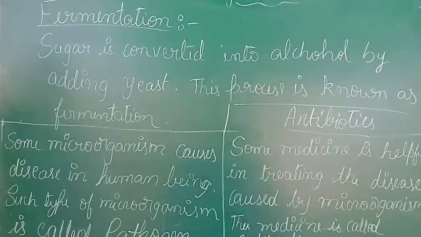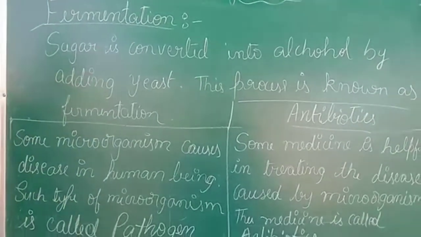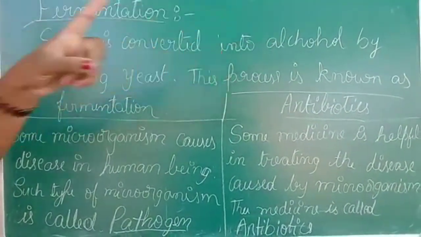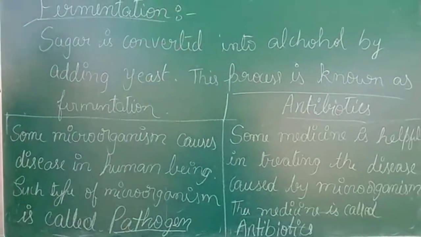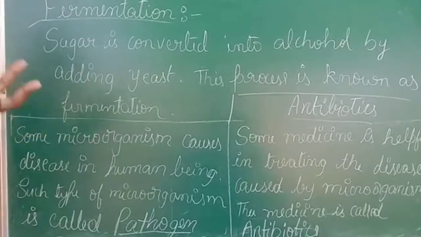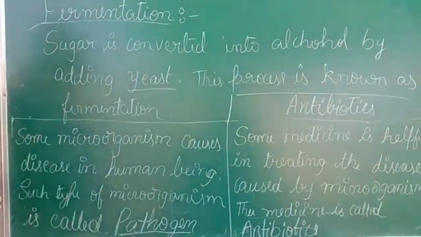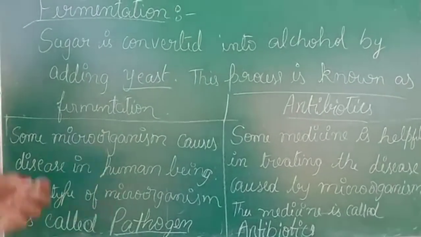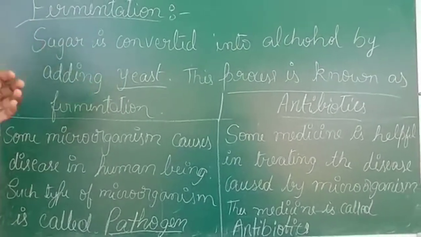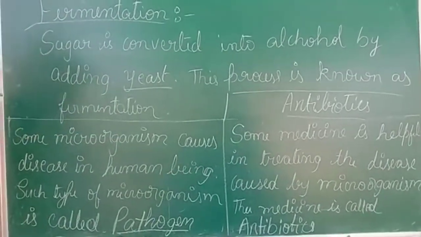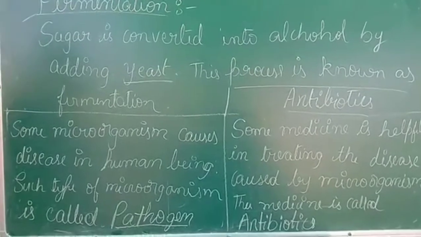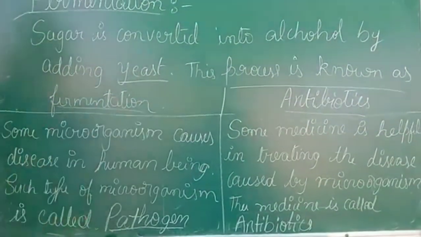We'll move on to a process called fermentation. So what is fermentation? When sugar is converted into alcohol by adding yeast, this process is known as fermentation. So sugar can be converted into alcohol. How can it be converted? By adding a microorganism, that is yeast. The yeast powder we obtain looks like a nice powder, but inside that yeast you will find microorganisms. Because of those microorganisms, sugar can be converted into alcohol. That particular process is called fermentation.